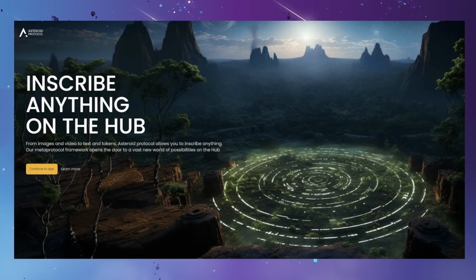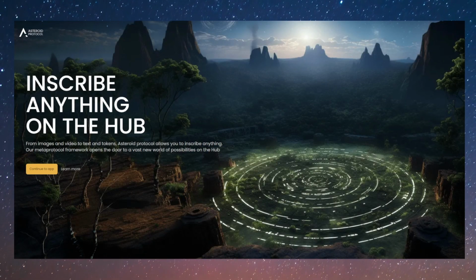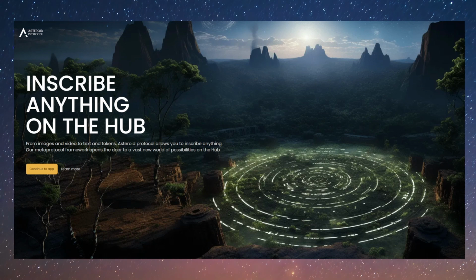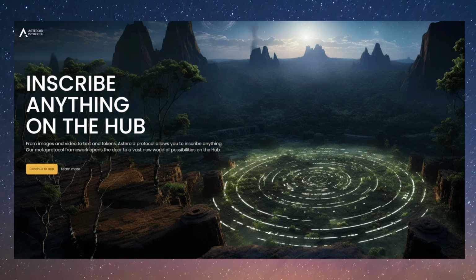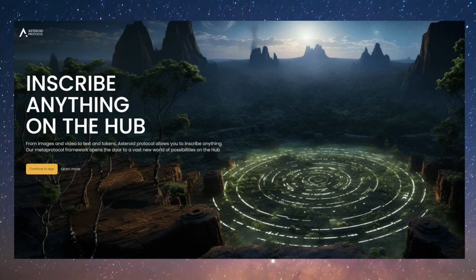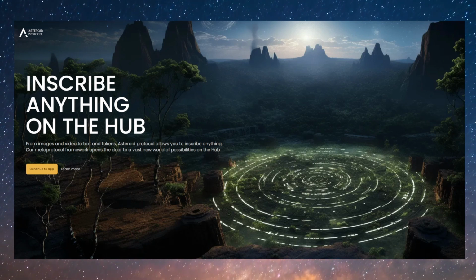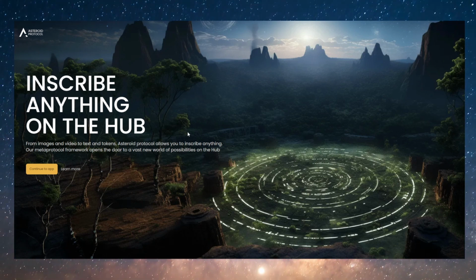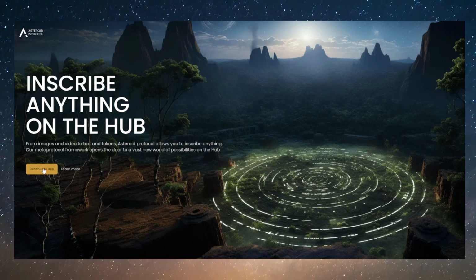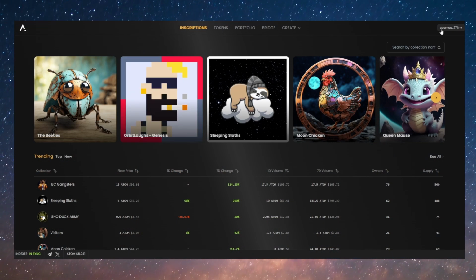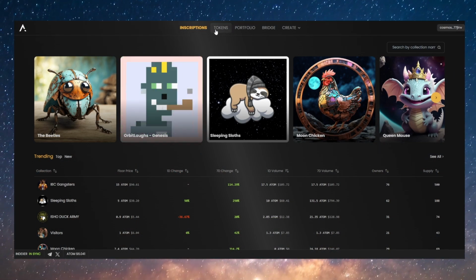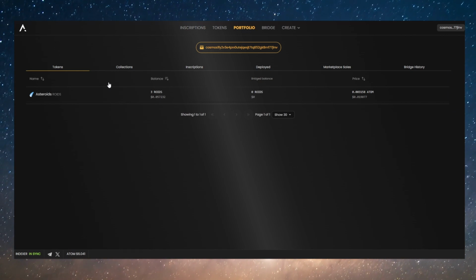CFT-20 tokens, or Cosmos fungible tokens, are created on Cosmos Hub and can be bridged to Neutron right from Asteroid Protocol. In order for this to be possible, CFT-20s must be locked in the Asteroid bridge and minted on Neutron as Token Factory tokens.